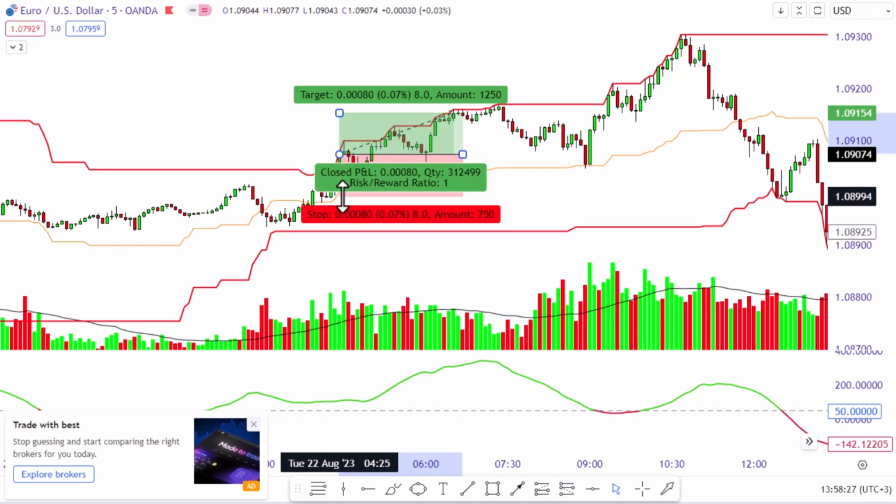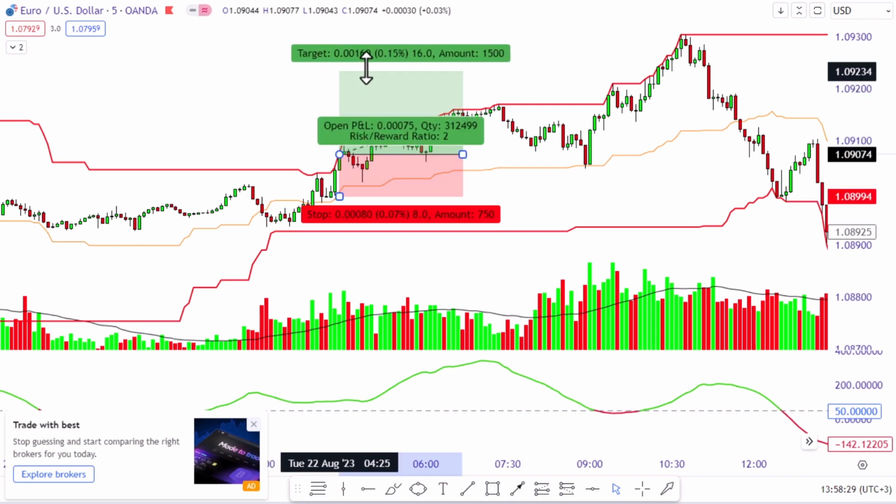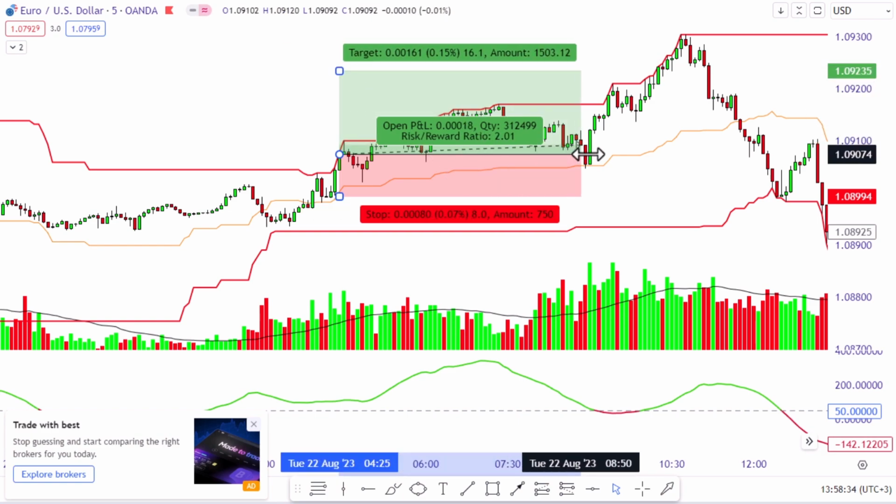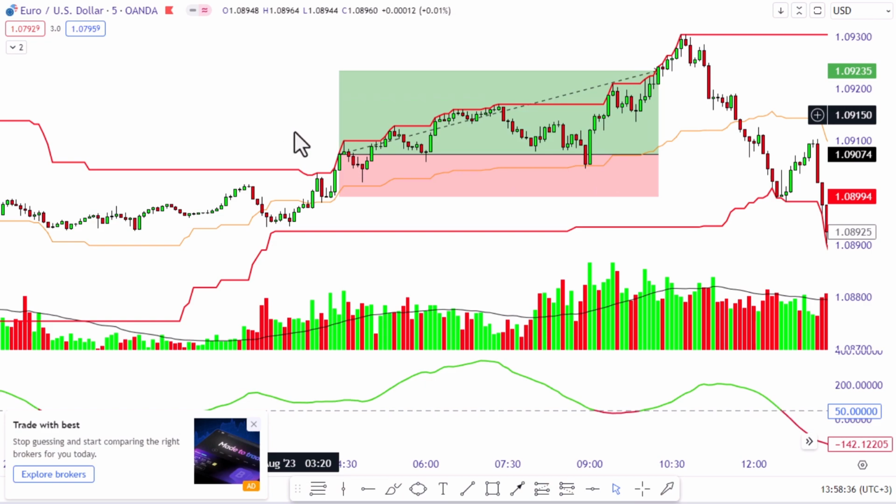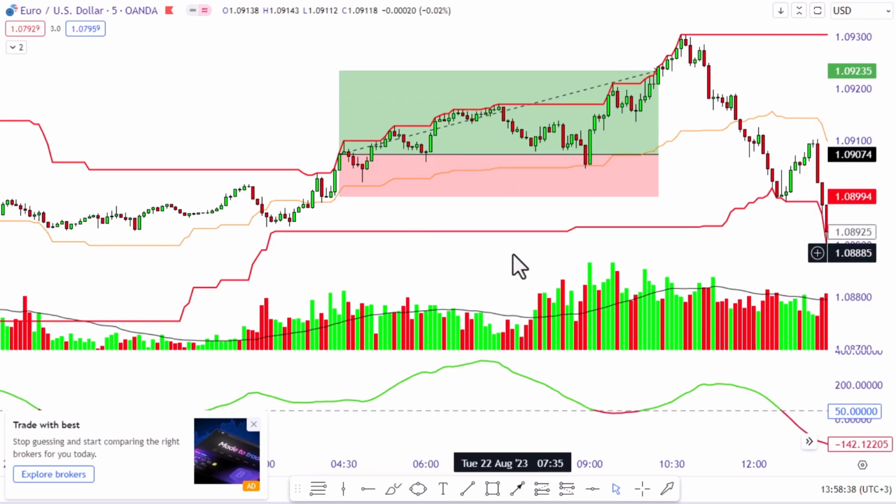With your stop loss locked and loaded, it's time to set your take profit. We're talking a classic 2-to-1 risk to reward ratio. And voila, you've got yourself a trade that's not just promising but profitable.